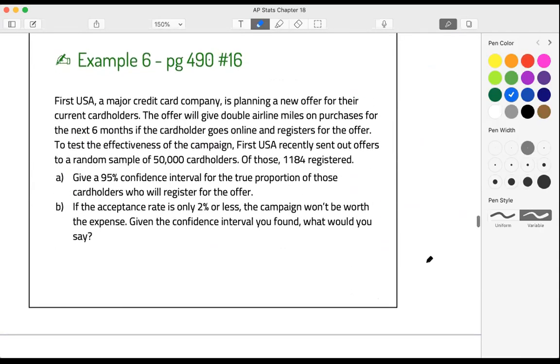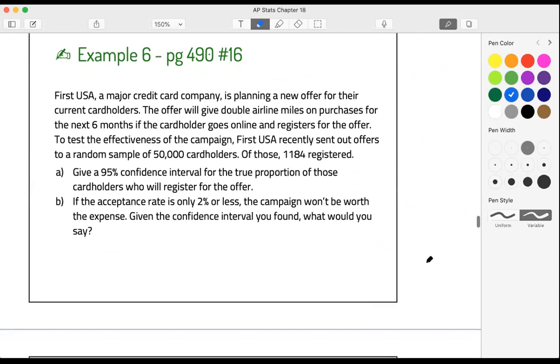Example 6. First USA, a major credit card company, is planning a new offer for their current cardholders. The offer will double airline miles on purchases for the next 6 months if the cardholder goes online and registers for the offer. To test the effectiveness of the campaign, First USA recently sent out offers to a random sample of 50,000 cardholders, of which 1184 registered. So A, we're going to give a 95% confidence interval for the true proportion of those who registered.